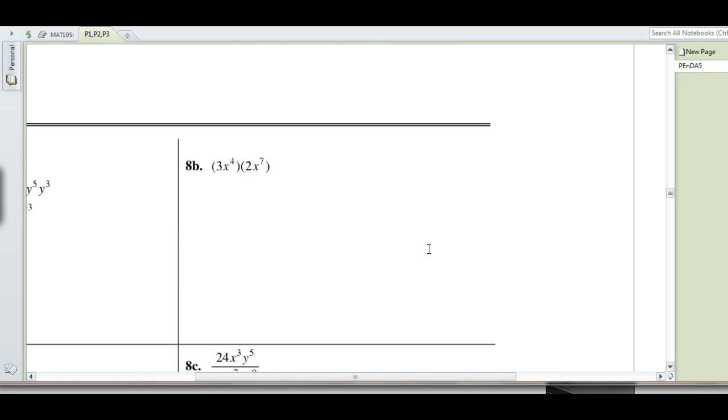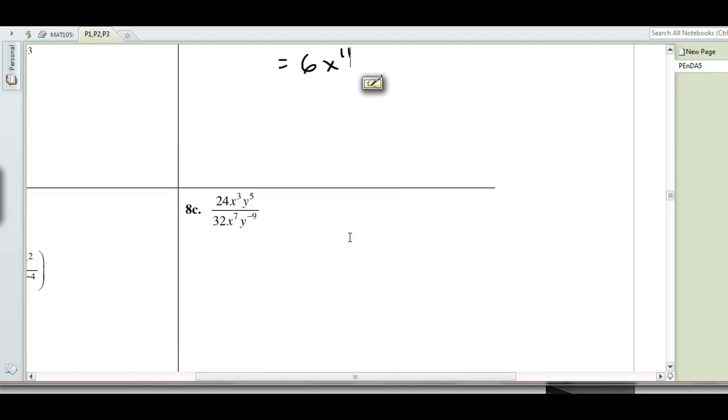Okay, 8b. So this is one where we have multiple parts multiplied together, both in parentheses. Nothing raised to an exponent outside the parentheses, so we don't need to distribute. So let's just go ahead and get the regular numbers together, 3 times 2, and the x's together, x to the 4th times x to the 7th. Regular numbers we can just multiply, and the exponents we add in this case. So 6x to the 11th.